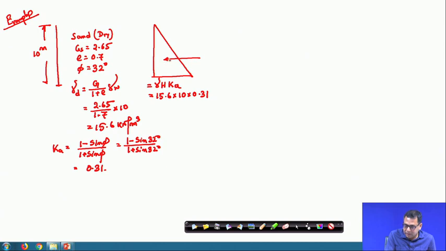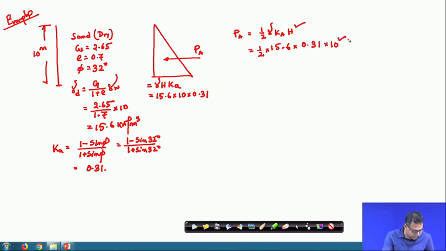And if I draw the final force Pa, so Pa is equal to half into gamma into Ka into H square. So, this is half into gamma 15.6 into Ka 0.31 into 10 square. So, this will be 241.8 kilonewton per meter. This is the case 1.